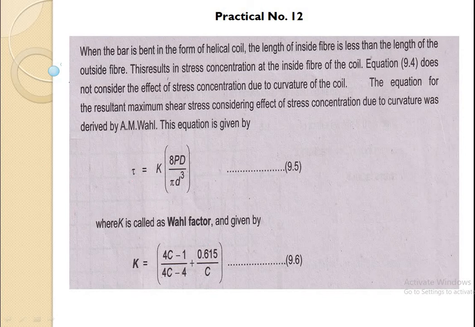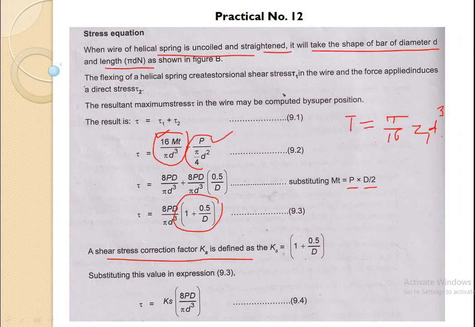Now when the bar is bent in the form of helical coil, the length of the inside fiber is less than the length of the outside fiber. The result is stress concentration at the inside fiber of the coil. Now equation 9.4. Now this equation what we have used for the calculation of maximum shear stress.